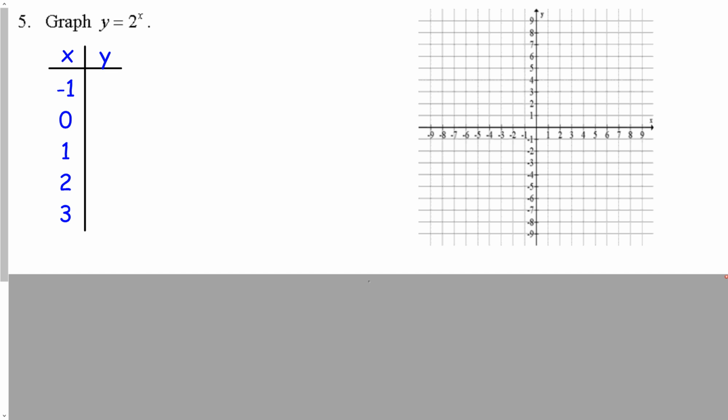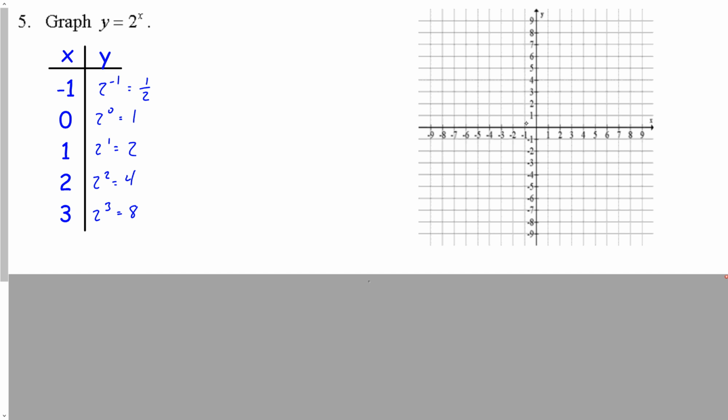So if I plug in -1, I have 2 to the negative first. I have to remember my exponent properties. That tells me that this would need to be flipped over. My y value would be 1/2. If I have 2 to the 0 power, anything to the 0 power is always 1. 2 to the first would just be 2. 2 squared is 4. And 2 cubed is 8. So these are points I'd be able to plot on my graph.